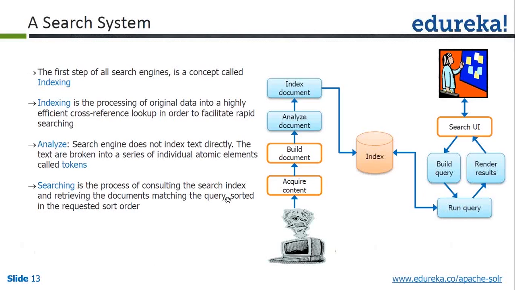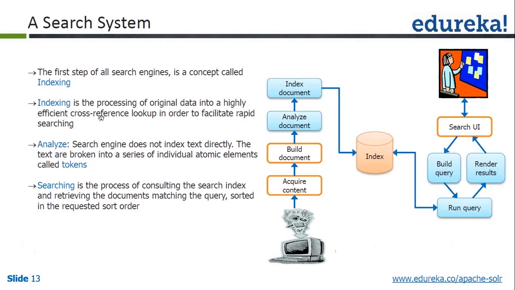Likewise, I just sent a query on my UI saying name is equal to Hari or name is equal to Nitin. So this converts the query into the format which the index store can understand. Then it runs the query and renders the results on the same UI through which the user has fired the query. Okay. So this is how the normal search system works.